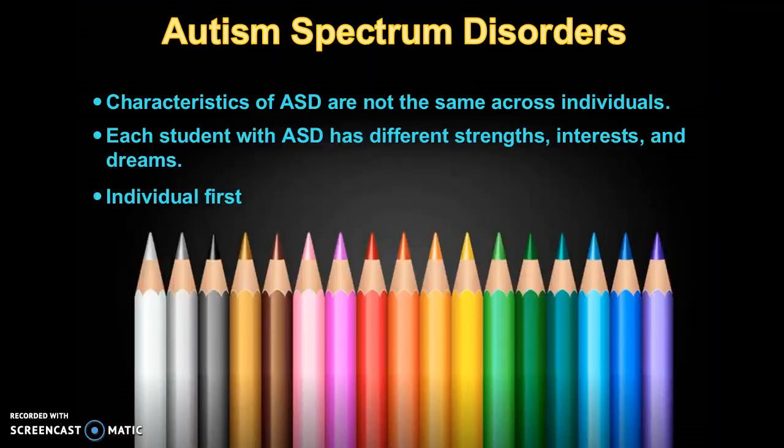During the last session, we reviewed the characteristics of ASD. It's important to remember that these characteristics are not the same across individuals and that every student with ASD has different strengths, interests, and dreams. We must never forget the individual first.